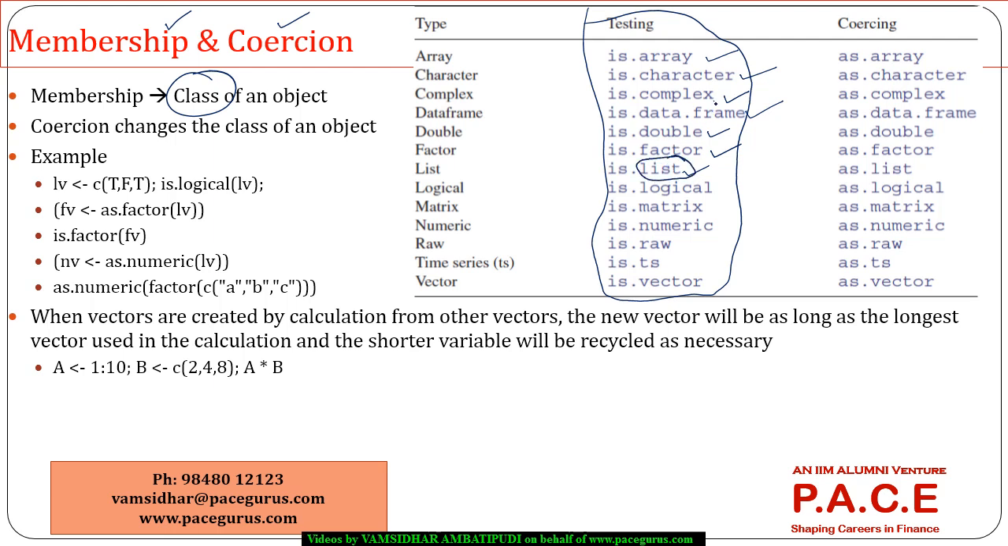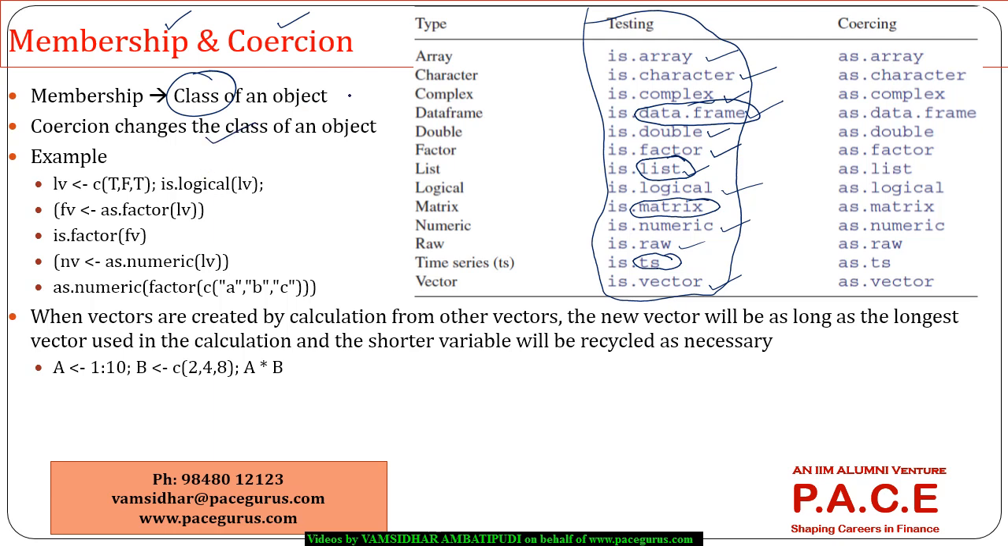Probably the list, the data frame, these things I'll come across, I'll get them across to you at a later point in time. The matrix, we have already seen logical, we know numeric, raw, time series, again I'll get to it slightly later, and again it's a vector. So these are different kinds of data types. So we can test any of these data types using is dot, right?